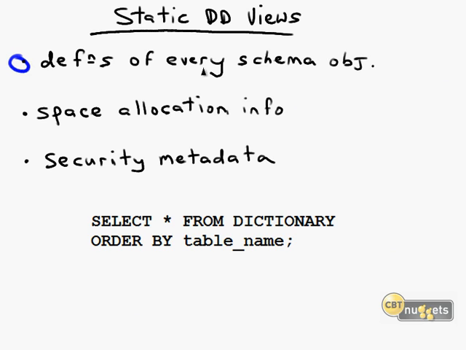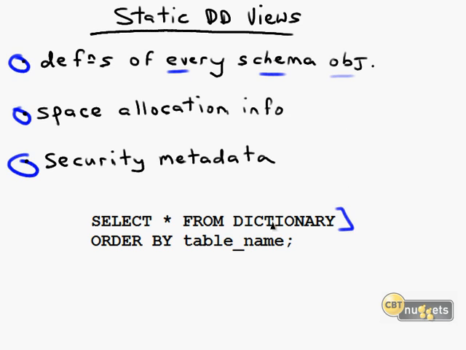They're going to define things like properties or metadata of every schema object in the database, space allocation info, security metadata. Remember when we learned how to create database users? All of that user metadata is stored in one or more static data dictionary views.